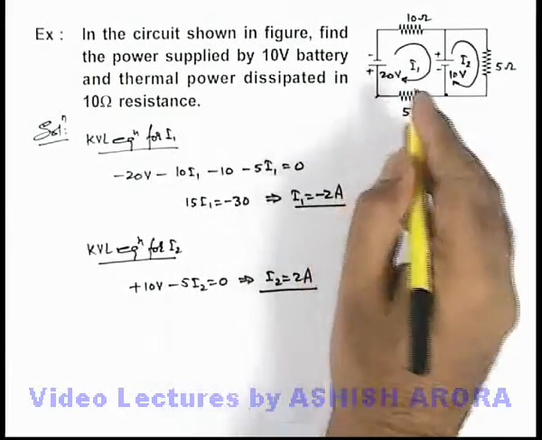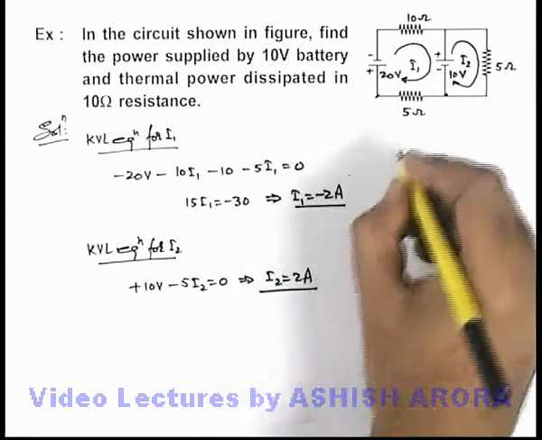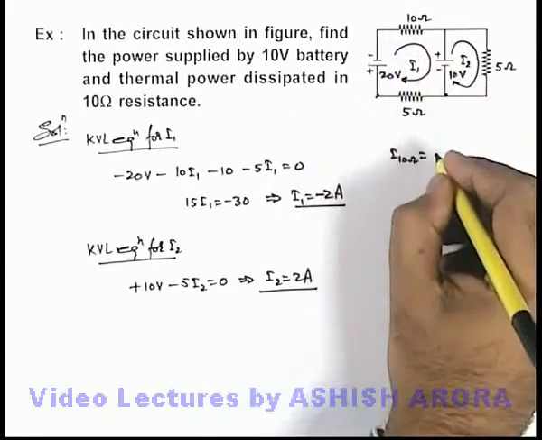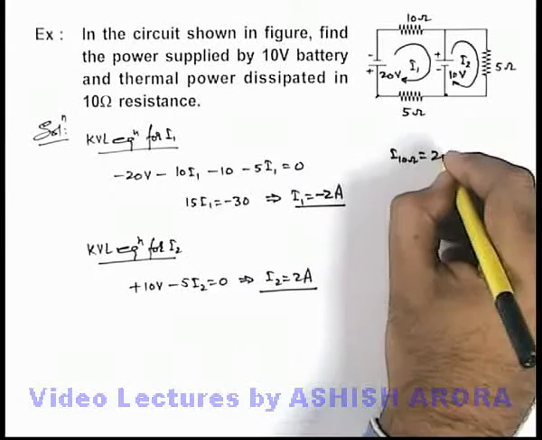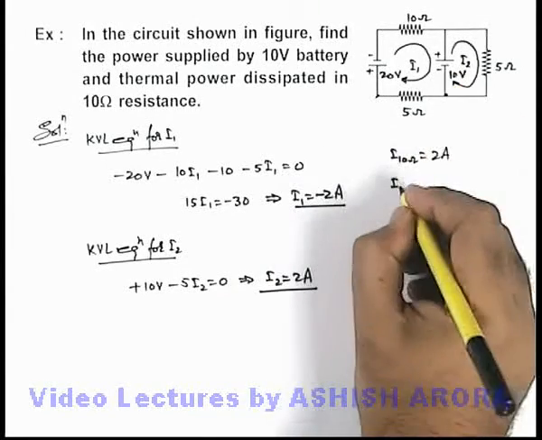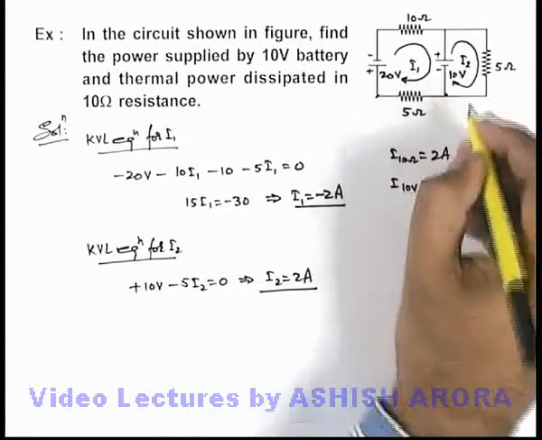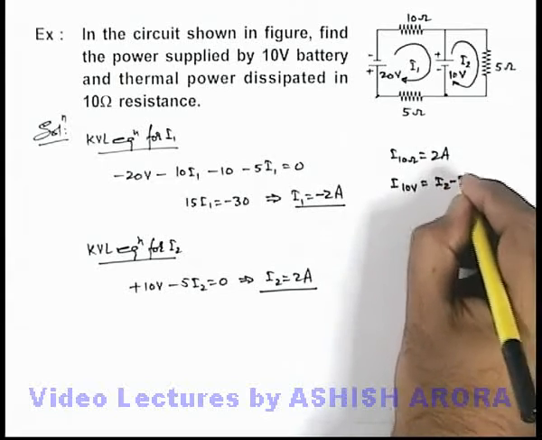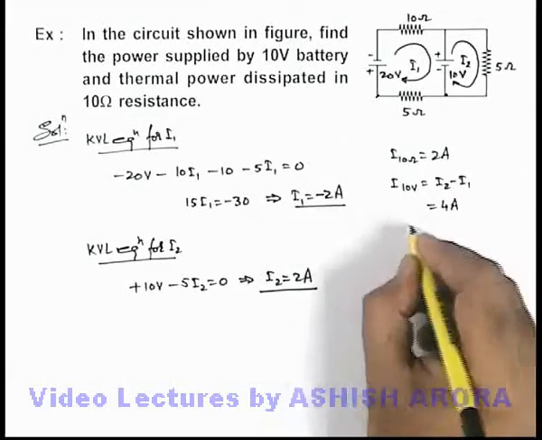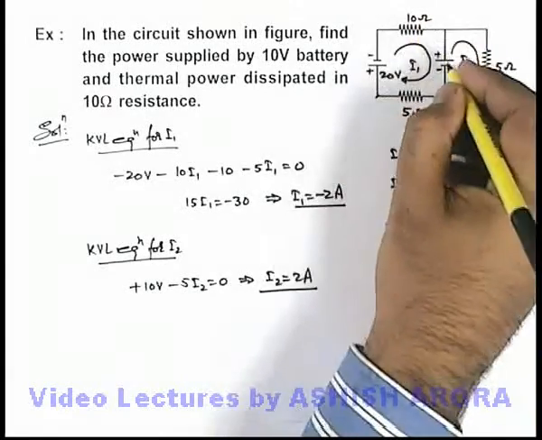Now as we know the current in all the branches of the circuit, we can easily calculate the current flowing in the 10 ohm resistance. Here in the 10 ohm resistance, the actual current which is flowing is 2 ampere. And if we calculate the current flowing in the 10 volt battery, here you can see the current will be I2 minus I1. And in this situation, I2 is 2 ampere and I1 is minus 2, so this will be 4 ampere.